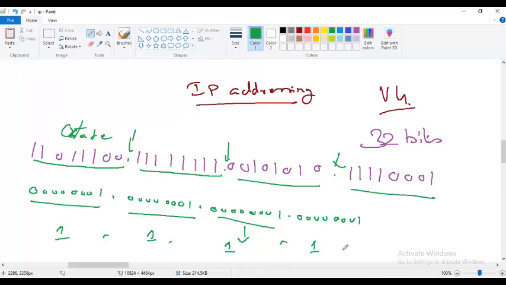Now, we need to understand this 8-bit. If you understand 8-bit, you can understand the entire 32. Why? Because the entire 32 is divided into 8 bits and 8 bits. Now let us go to some max class. 1, 2, 3, 4, 5, 6, 7, 8.